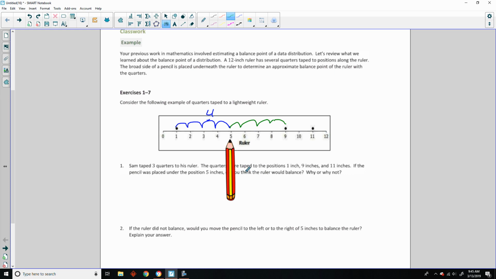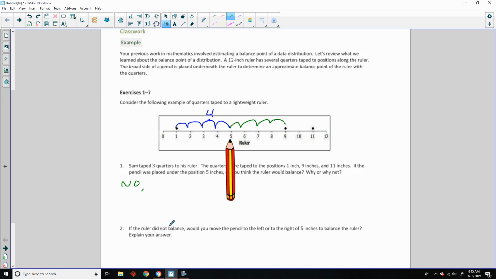So do you think the ruler would balance? And the answer is no. It would fall. I'm not going to write this, I'll just say it. It would fall to the right because there's 2 quarters to the right of 5 and only 1 to the left. And 5 is pretty close to the center of the ruler, so this 1 inch difference wouldn't help much.